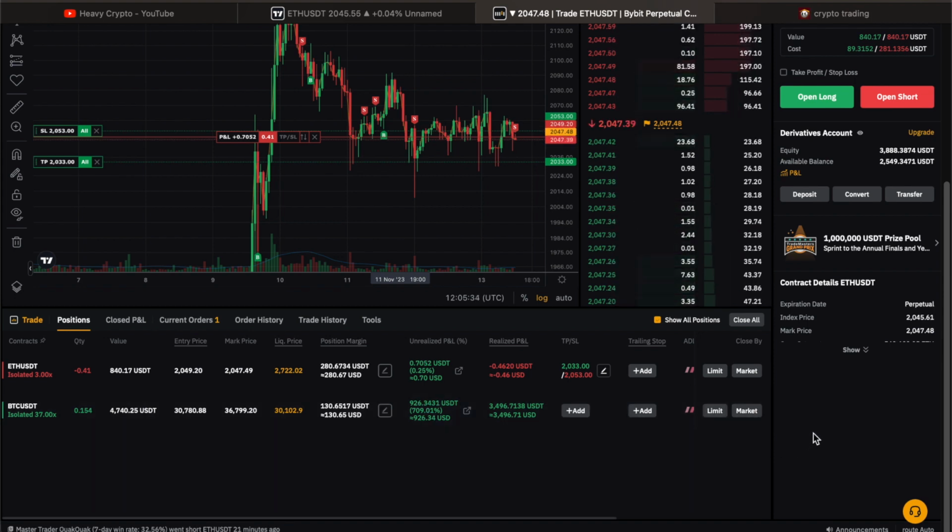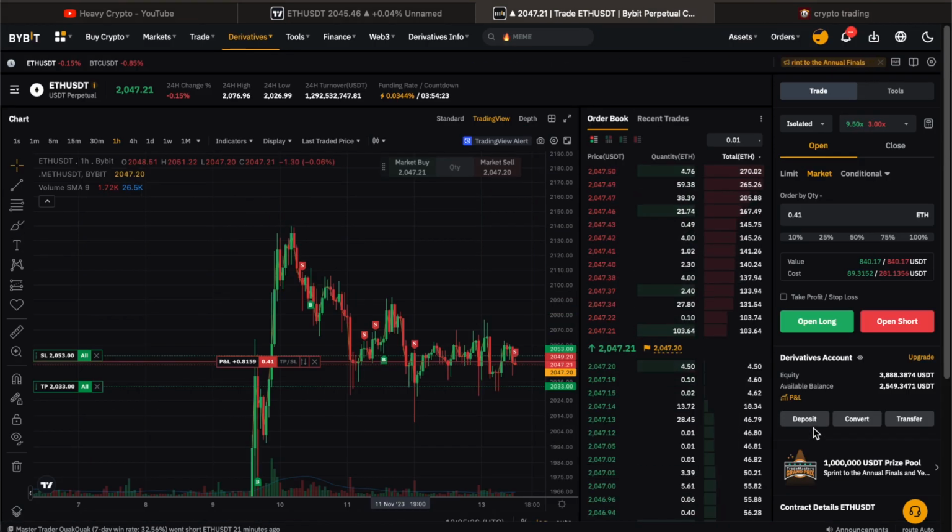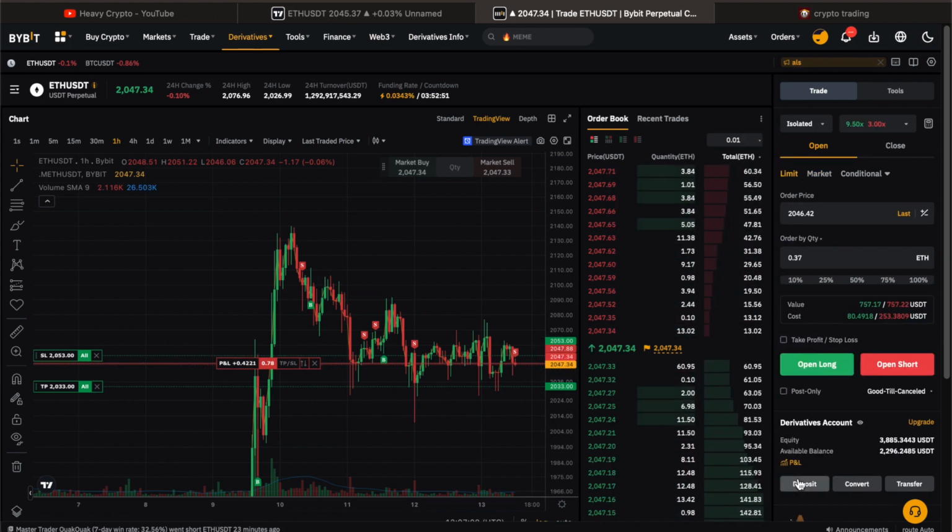And if you want to place a long position, you're gonna pretty much do the same thing, just choose either limits or markets. So this is how you can place trades and all other stuff.